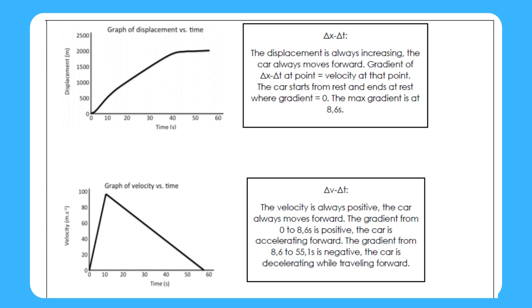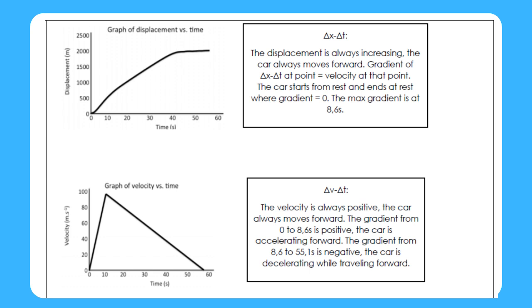Δx–Δt. The displacement is always increasing, the car always moves forward. Gradient of Δx–Δt at a point equals velocity at that point. The car starts from rest and ends at rest where gradient equals 0. The max gradient is at 8.6 s.